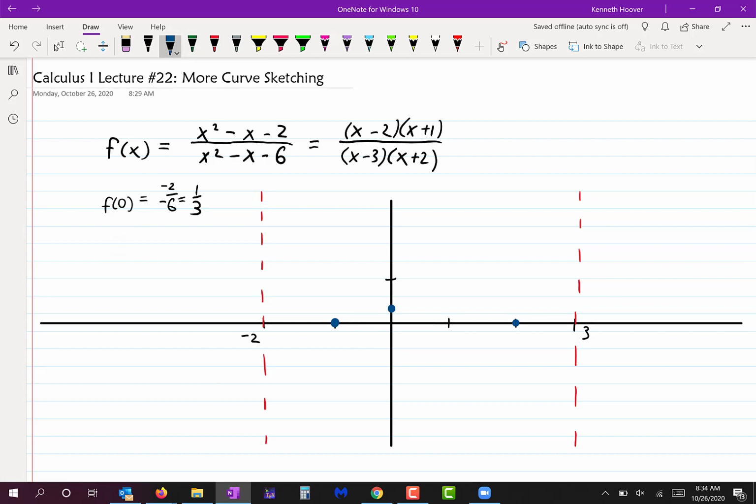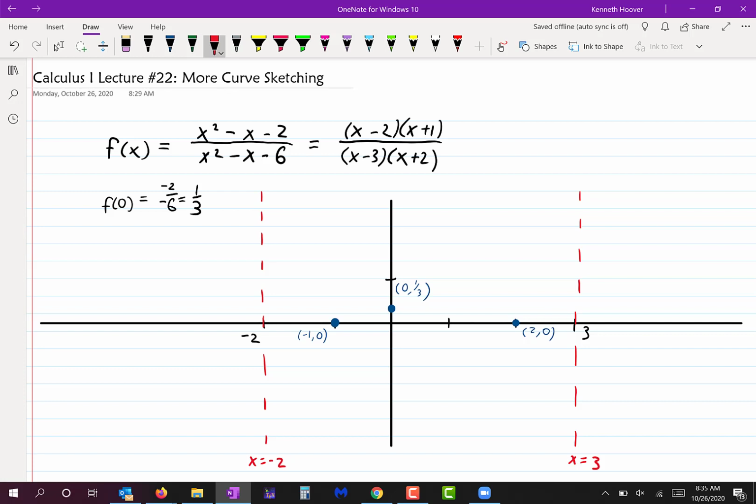All right, we have an x-intercept at (-1, 0), another x-intercept at (2, 0), a y-intercept at (0, 1/3), and we have asymptotes at x equals -2 and another one at x equals 3. All of that's just from algebra.